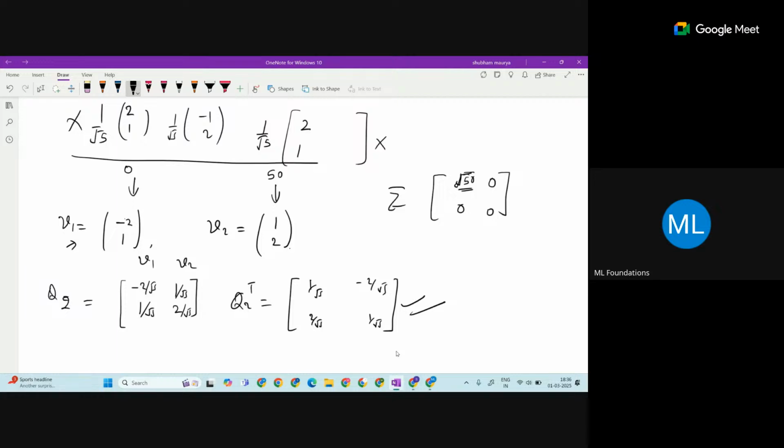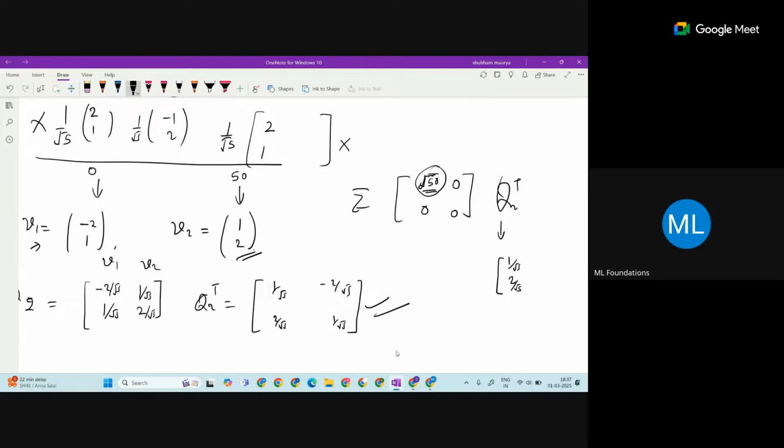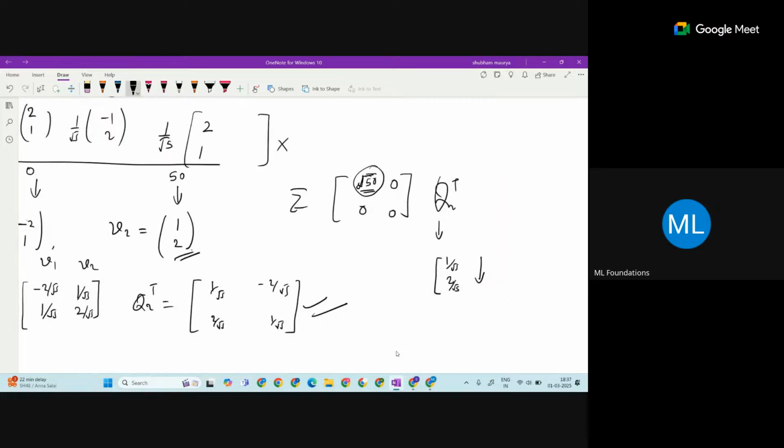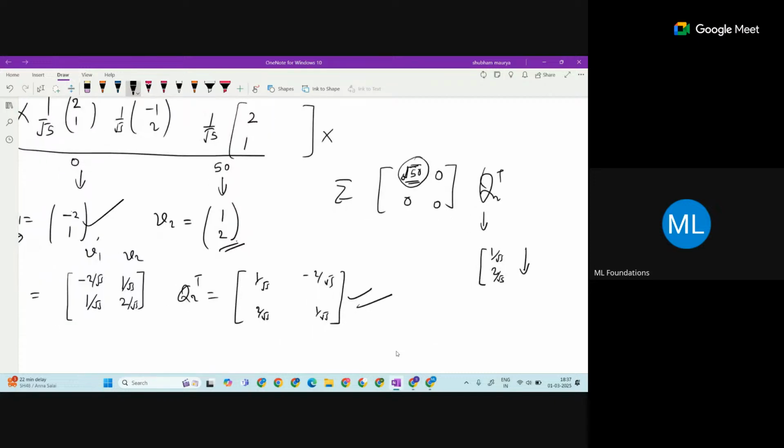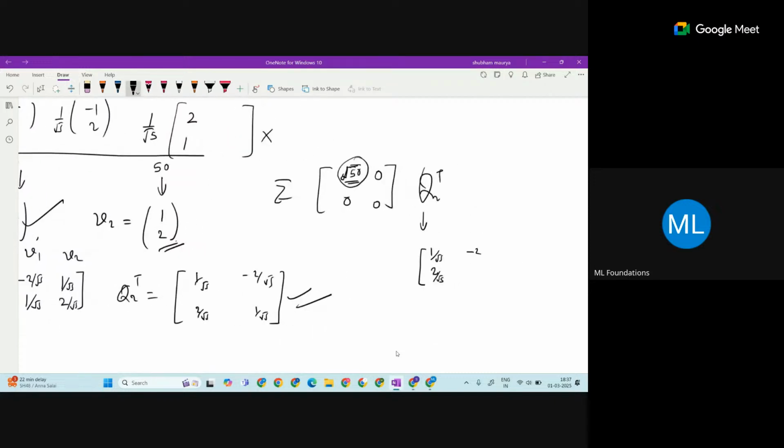The first column of Q2 transpose is going to be the eigenvector for 50. Eigenvector for 50 is this one: 1 and 2, and the normalized form is this one. Now for eigenvalue 0, the second column will be the eigenvector for 0: minus 2 and 1. So the normalized form is this one. That's all.